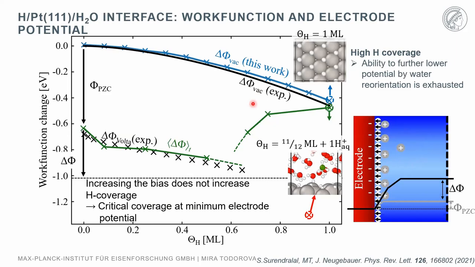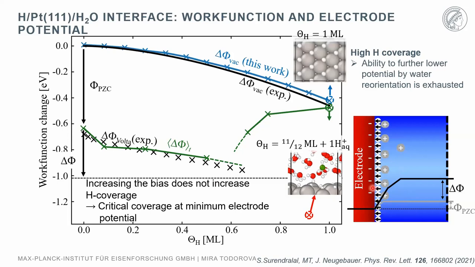We do see it also for these coverages, but the closer we get to this kind of transition regime, the more difficult it is to model, and so we can't run it so far. The DFT calculations we ran don't show this desorption yet within this regime, but we expect it to be there. So this is the first step, I would say, towards hydrogen evolution.